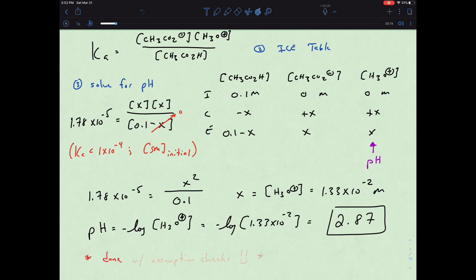At this point, we're done with assumption checks, which I know we are all happy about.